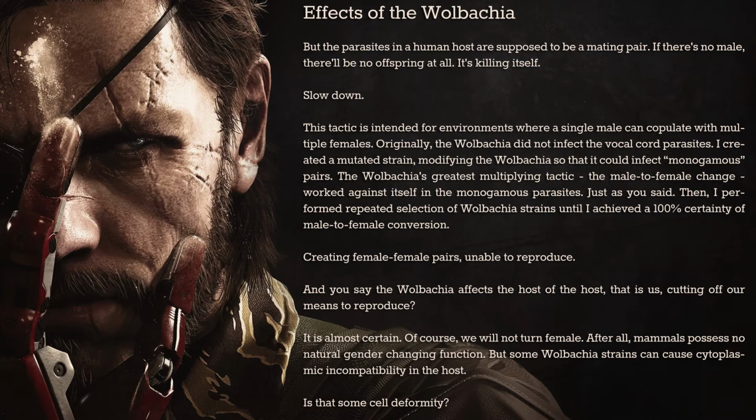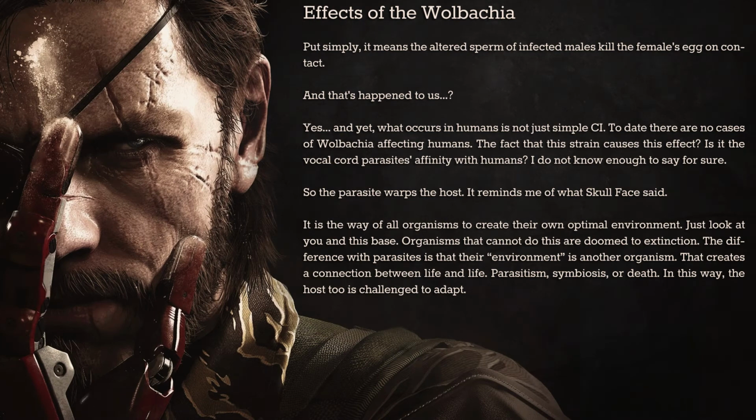Is that some cell deformity? Put simply, it means the altered sperm of infected males kill the female's egg on contact. And that's happened to us? Yes. And yet, what occurs in humans is not just simple CI. To date, there are no cases of Wolbachia affecting humans. The fact that this strain causes this effect, is it the vocal cord parasite's affinity with humans? I do not know enough to say for sure.